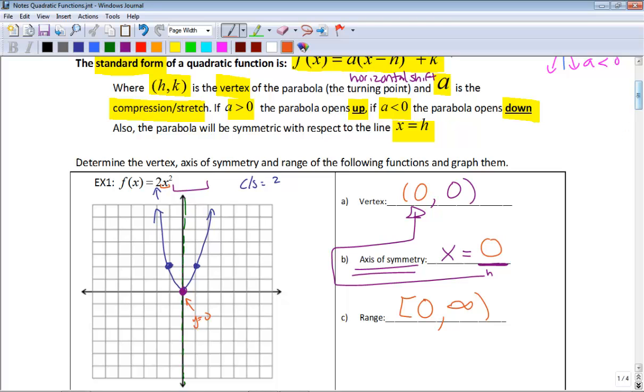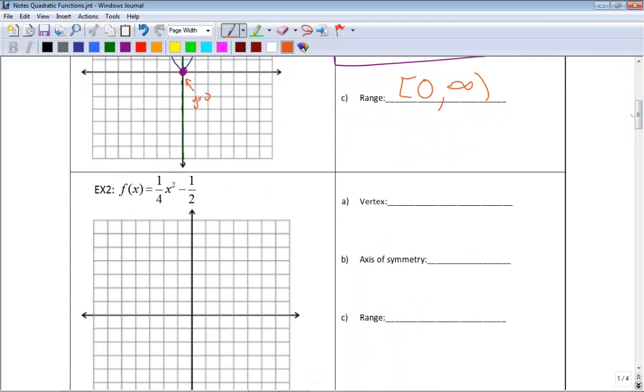Alright, let's look at the next example. We have 1/4 x squared minus 1/2. Again, let's find the vertex. Remember the vertex is (h, k). H is the same as your horizontal shift. K is the same as your vertical shift.